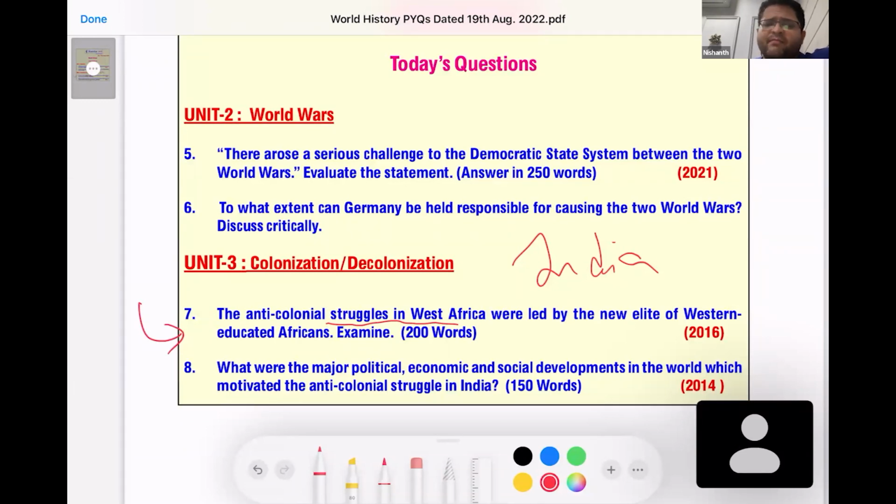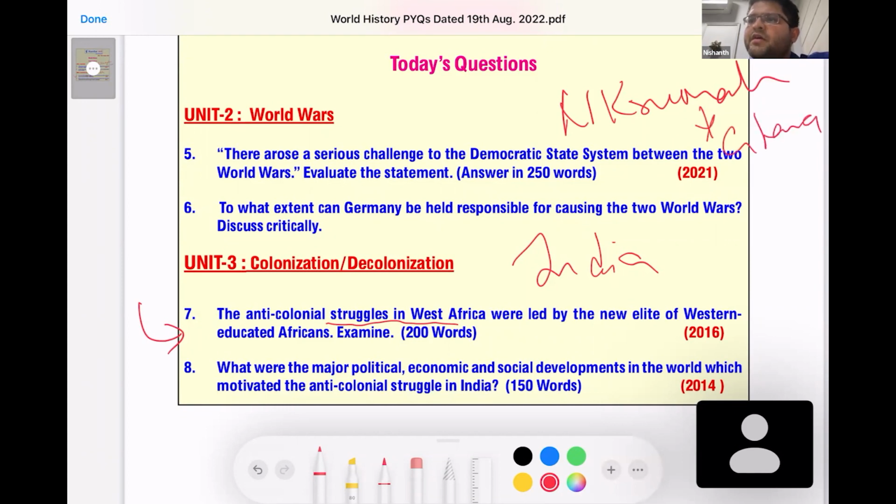So the first example can be, this is a very factual question, so you need to remember a few names. One is Nkrumah from Gold Coast or Ghana. So Nkrumah, he was an educated person who had gone to European countries for education and came back and fought for the freedom of the people of Ghana.